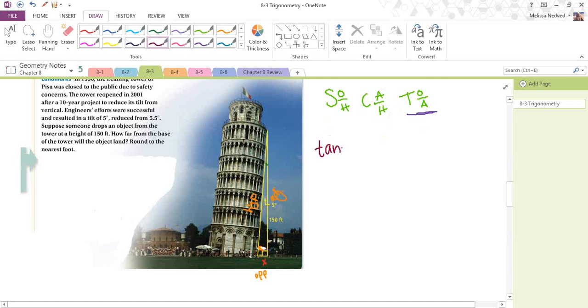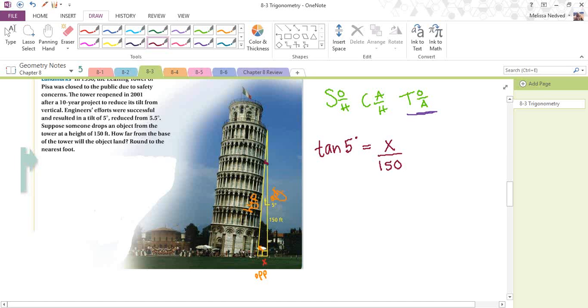Tangent, now the last time we would put in a variable here. We said tangent of t, tangent of g. This case, we actually know our angle measure. We know our angle measure is 5 degrees. So I'm going to say tangent of this angle, which is 5 degrees, is equal to opposite, I don't know, that's x, over adjacent, which is 150.